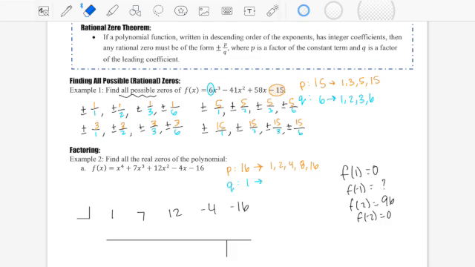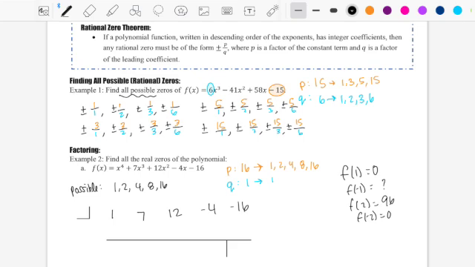For our Q being 1, well, that's just 1. 1 is the only factor of 1, which actually makes this really easy because that means our choices are 1, 2, 4, 8, and 16, plus or minus on both of those. So with that, we can test out to see if any of these are going to divide evenly.